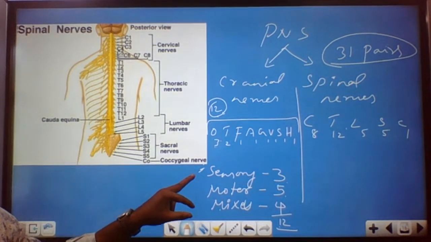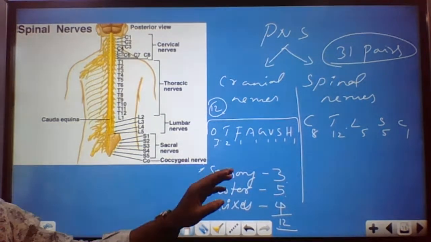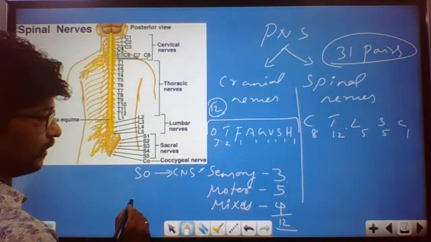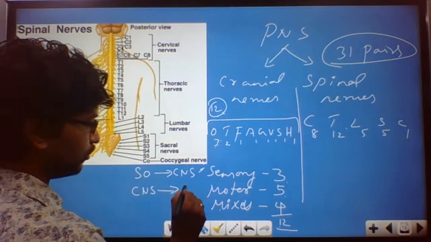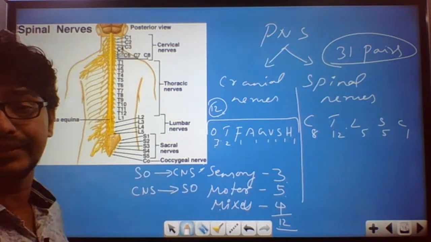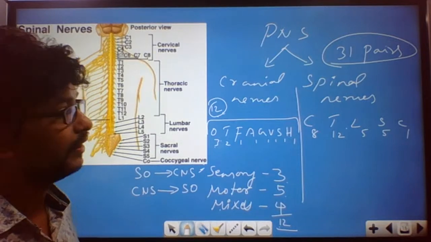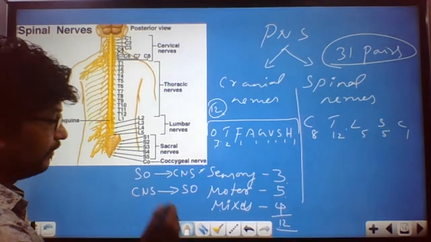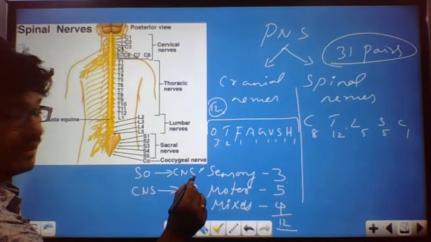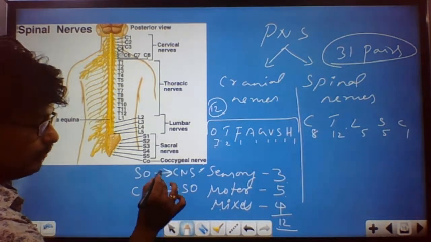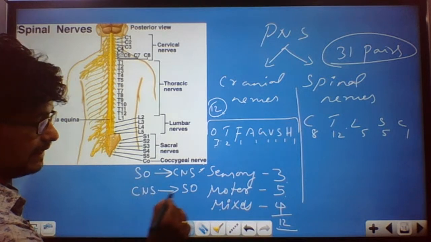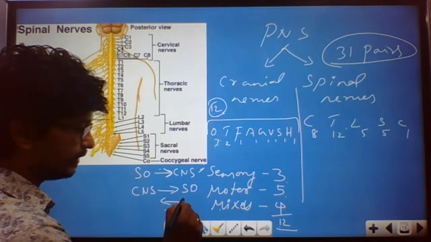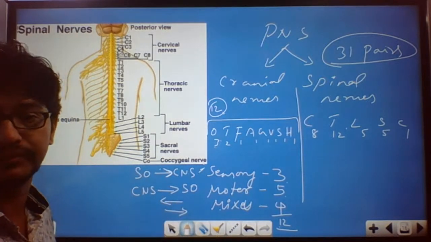What do we mean by sensory nerves? Sensory nerves send signals from the sensory organs to the central nervous system. Motor nerves go from the central nervous system to the sense organs. Mixed nerves are a combination of both, where signals travel in both directions. So this is the polarity, the direction, and mixed nerves are a mixed combination of both types of nerves.